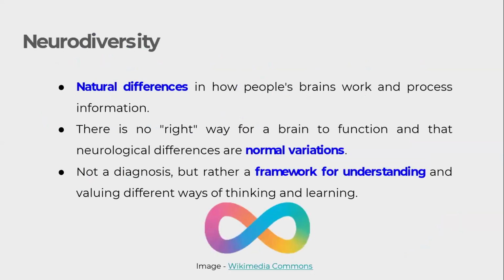Now, neurodivergence is a new way of thinking. It acknowledges that natural differences exist, but they have to do with the way the brain works and processes information. There is no right or wrong way for the brain to function. Neurodivergences are considered normal variations.